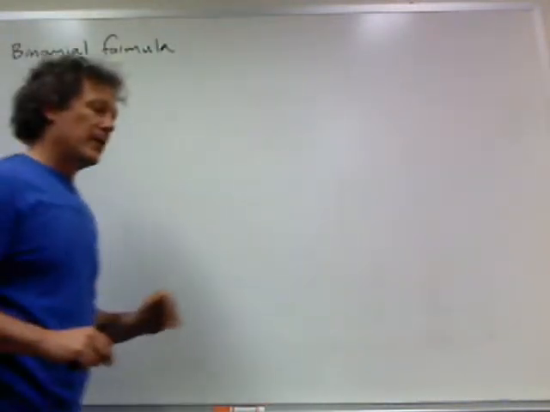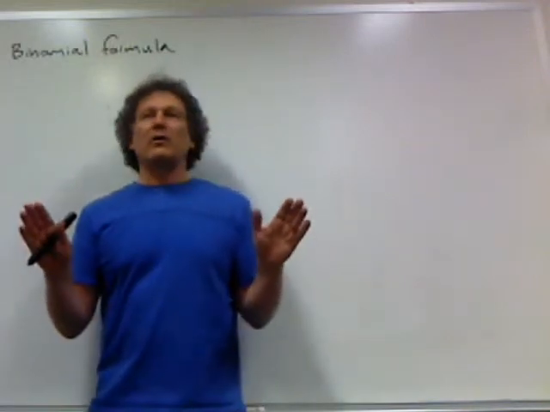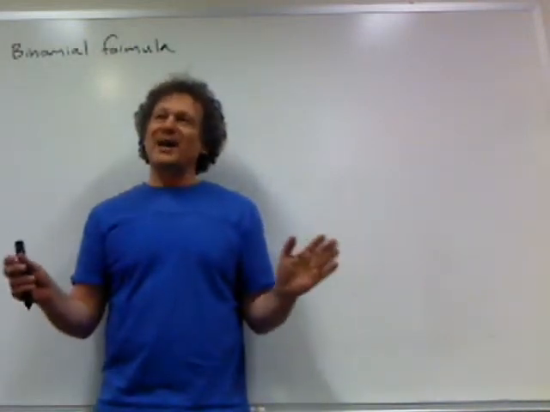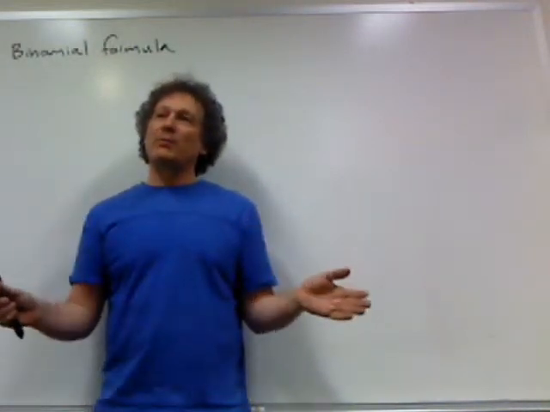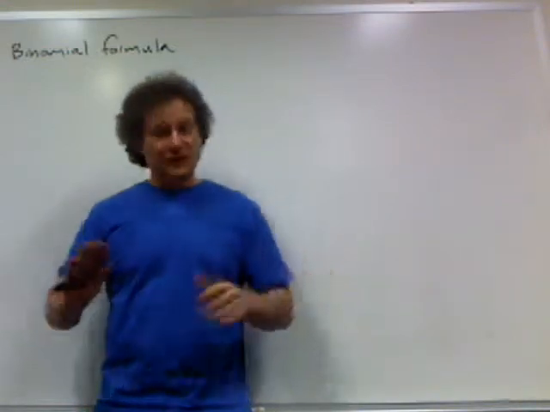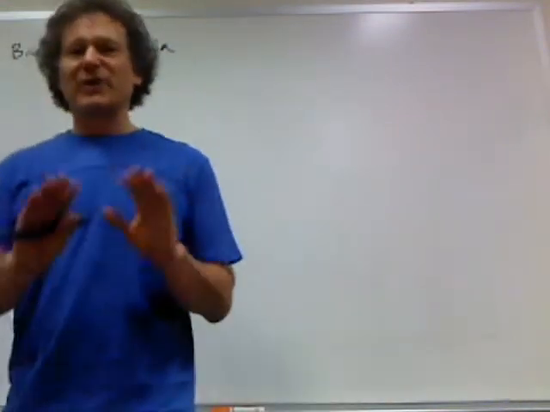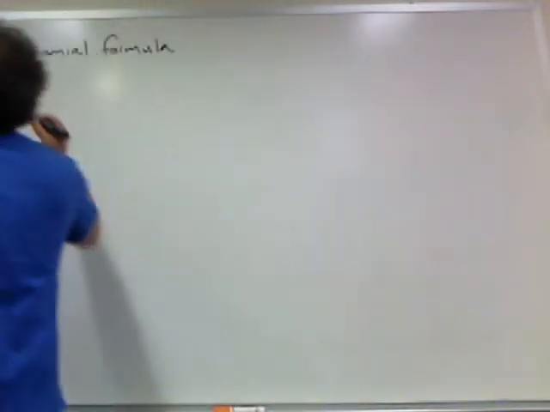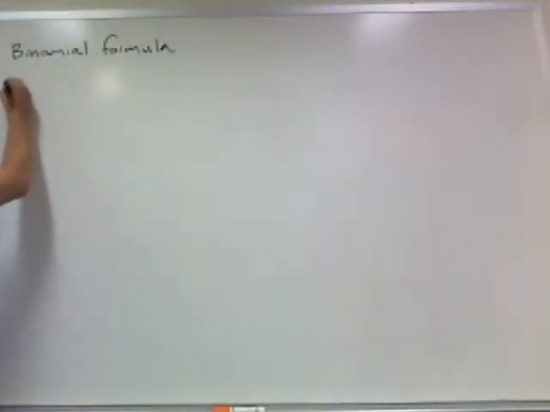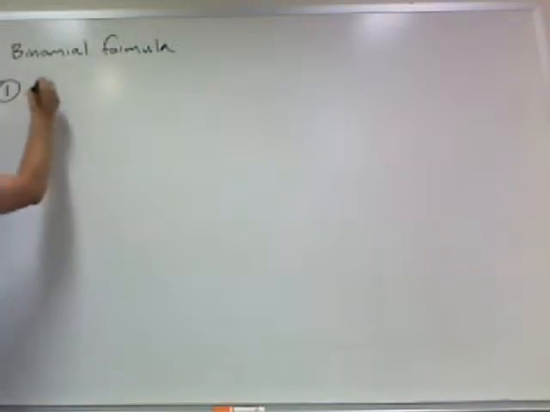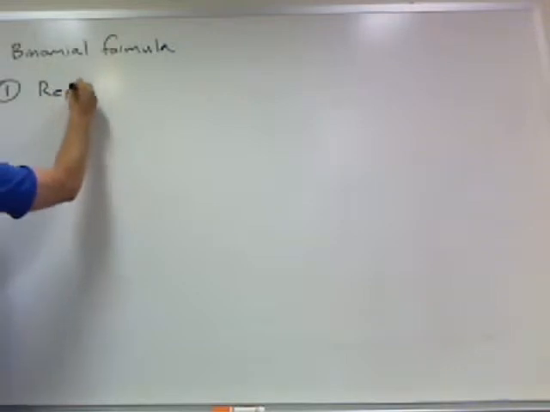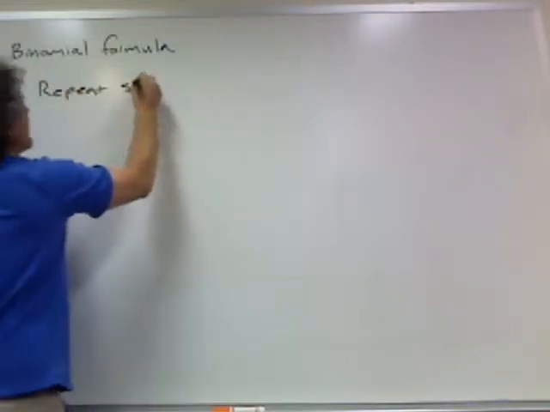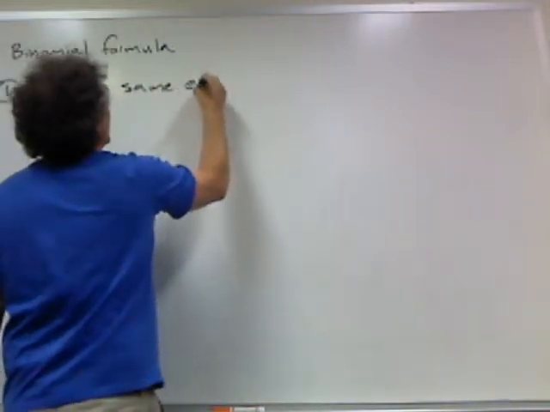Okay, let me say that again, because there's an idea there. If I flip a coin 20 times and I ask myself, what is the probability I'll get exactly 3 heads? That's a situation where you get the binomial formula. That's sort of a classic type situation. So there's a few things that make the binomial formula happen. One is you're repeating the same experiment.